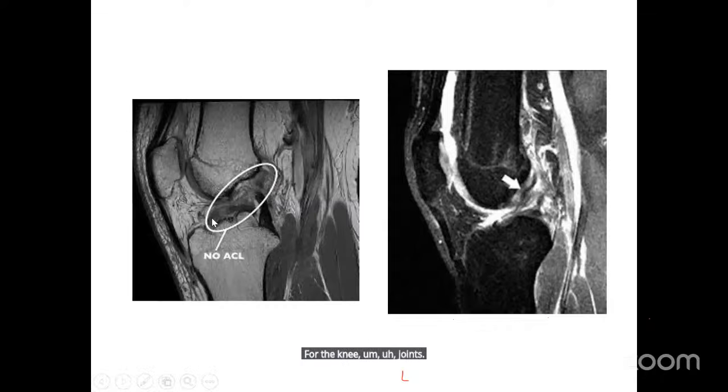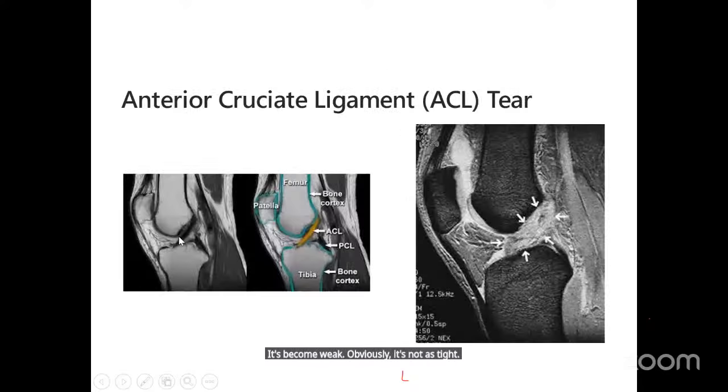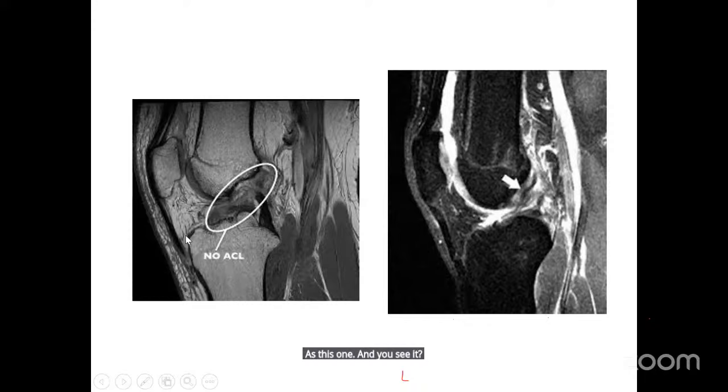There's another one. Completely, we cannot see the ACL. But look at it here. This one, it's become weak. Can you see it's not as tight as this one? Can you see it? Yes. Look at it. Can you see it's not tight, it's not regular, it's not obliquely straight? All right. Weakened. So perhaps likely a case of rupture.